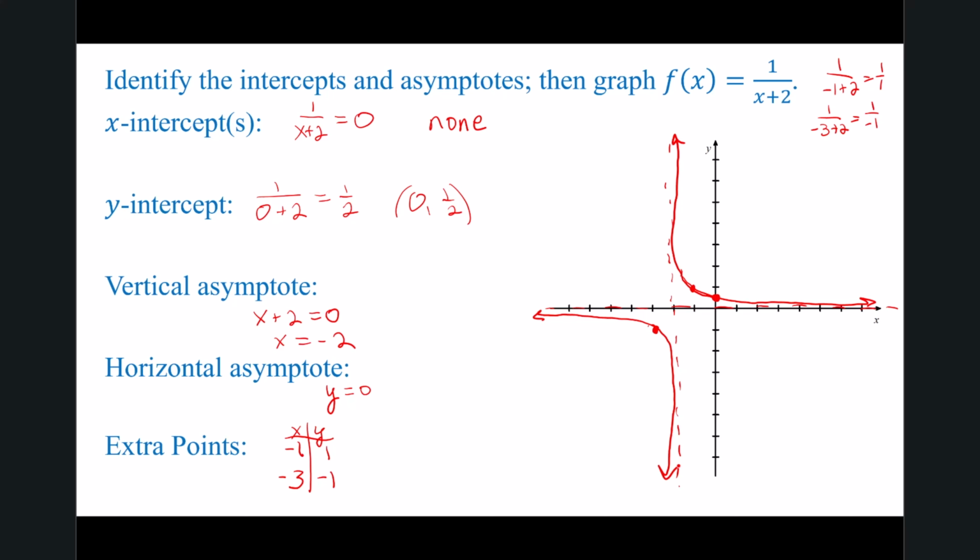You can plug in as many points as you want. I only found 2 extra points, so 3 points altogether, including that y-intercept. But until you get really good at this, find a lot of extra points. The more you find, the better your graph is going to look.